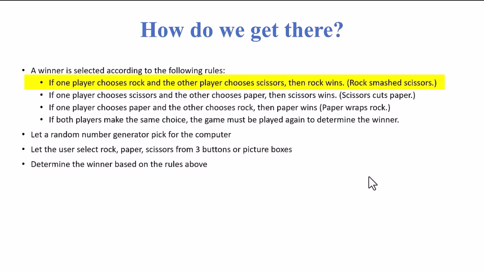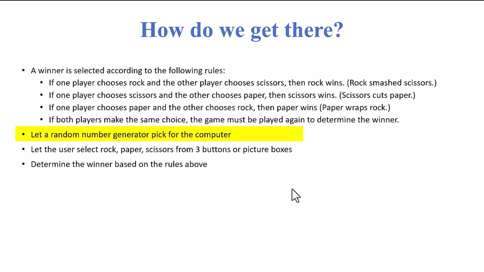A winner is selected according to the following rules. If one player chooses rock and the other player chooses scissors, then rock wins. Again, rock smashes scissors. You've heard this over and over again so far. If one player chooses scissors and the other chooses paper, then scissors wins. Scissors cuts paper. If one player chooses paper and the other chooses rock, then paper wins. Paper wraps rock. If both players make the same choice, the game must be played again to determine the winner. We have a tie.